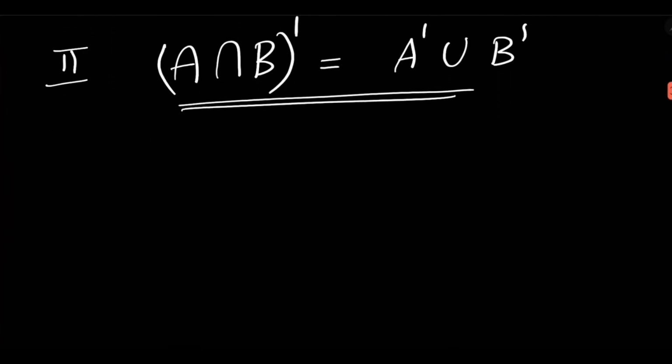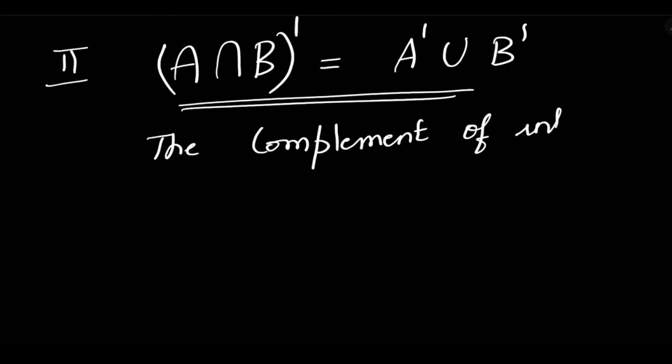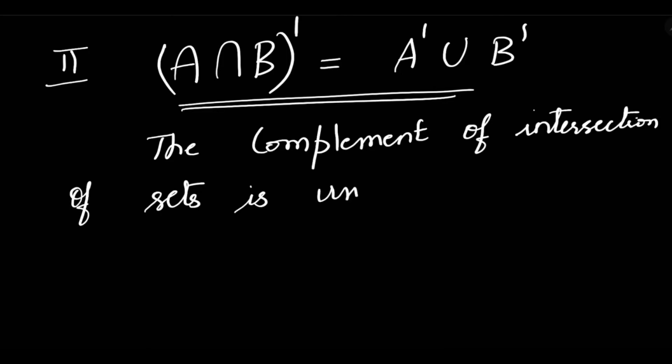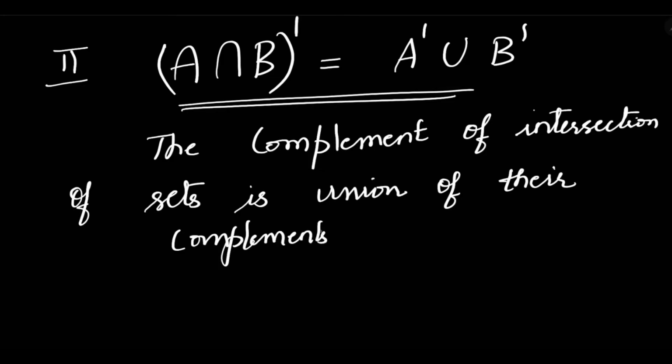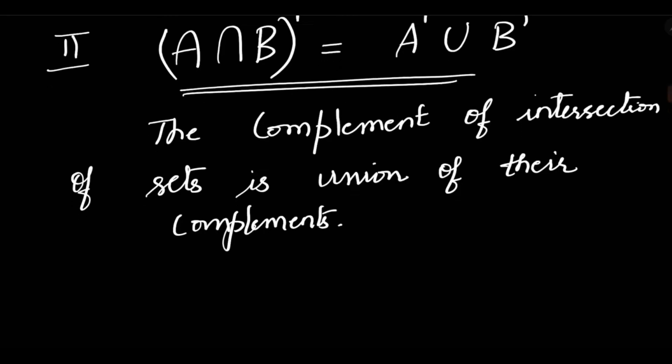And in words, if we want to put it across, the complement of the intersection of sets is the union of their complements. Union of their complements. Okay. Now let us see the example.